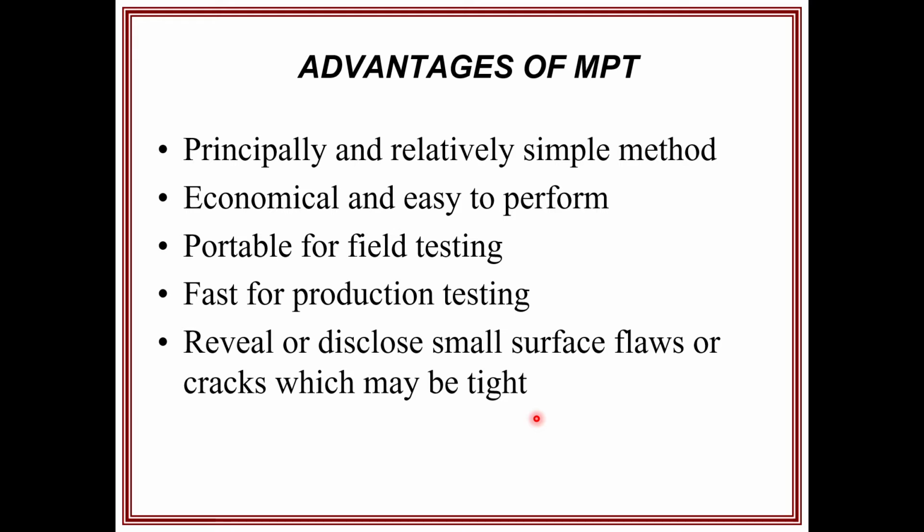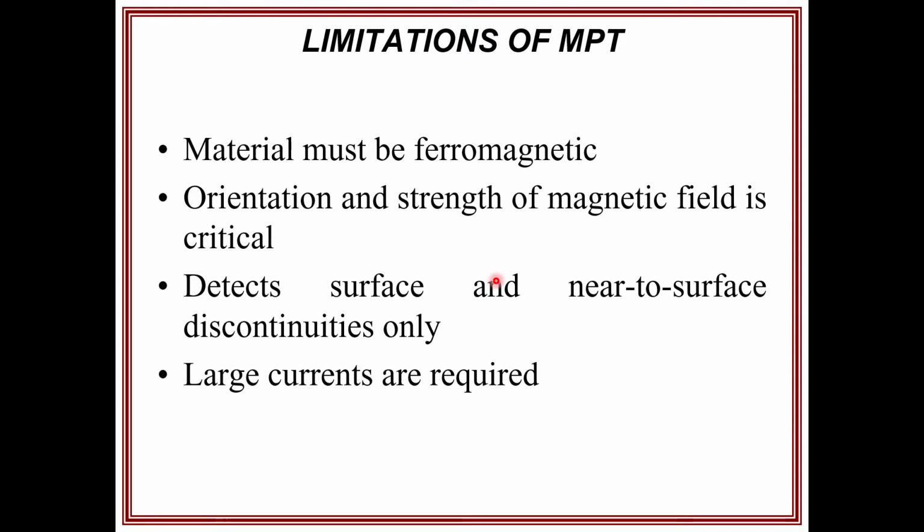Same as the DPT method, this also has a few advantages and also limitations. Materials must be ferromagnetic, then only can we apply the external magnetic field and identify the changes in the flux. Orientation and strength of the magnetic field are critical. Identifying the direction of change of the magnetic field is a little bit critical, and it detects surface and near-surface discontinuities only.